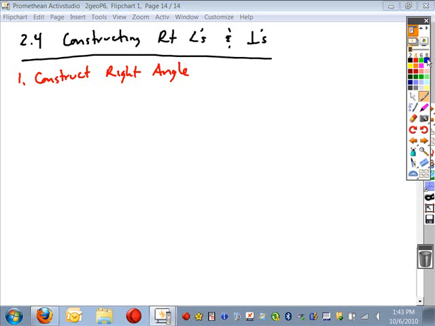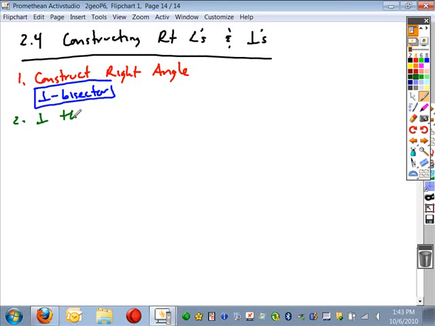Casey? Bisecting a segment. Okay, so perpendicular bisector of a segment already allows you to construct a right angle. So if all I ask you to do is construct a right angle, you're just going to construct a perpendicular bisector. Now, if I ask you to construct perpendiculars, I'm either going to ask you to do it through a point on a line or through a point not on a line.